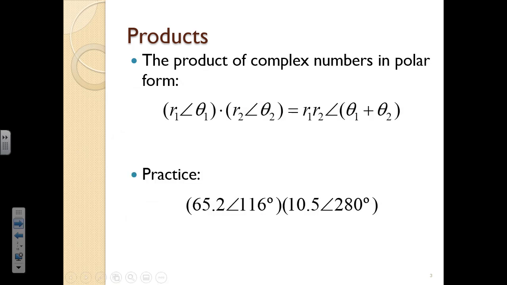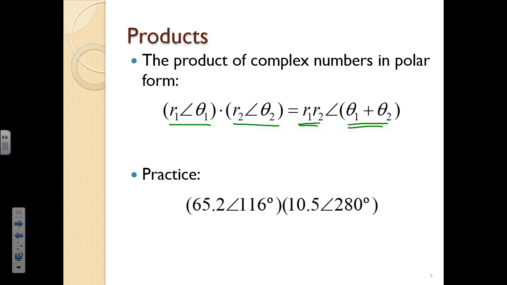Here you go. This you need to know. If you have two numbers in polar form and you multiply them together, you can simply multiply the magnitudes together to get the new magnitude, and you can add their individual angles to get your new angle. We don't have to convert them to rectangular like we did. I just wanted you to see the result.